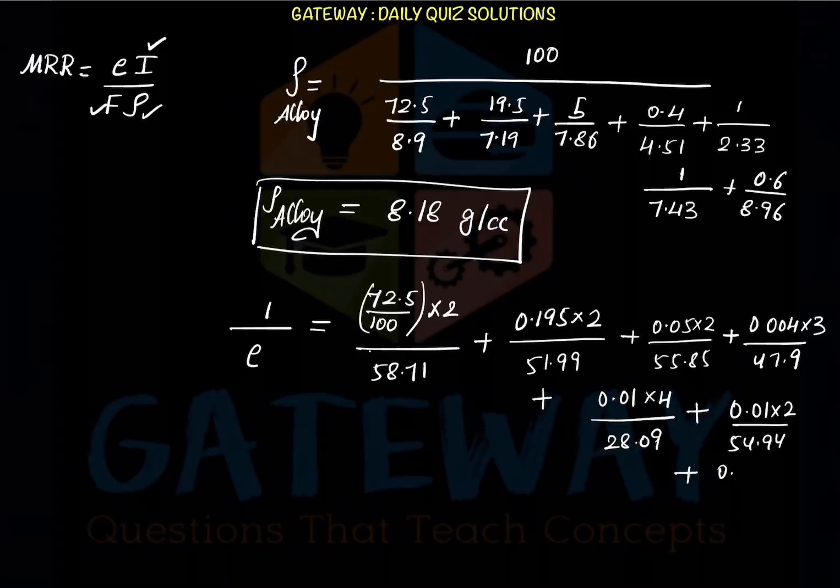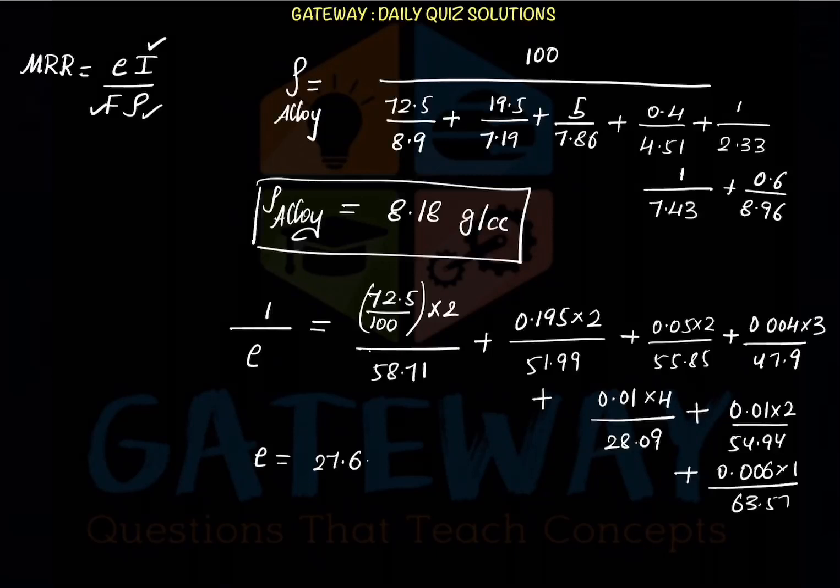And for copper again it is said 0.6%, nothing but 0.06 into its valency is 1 upon 63.57. Once we substitute all this, then we'll be getting our value of E, and the E comes out to be 27.68. Okay, the value of E is also obtained, nothing but a gram per mole, right?